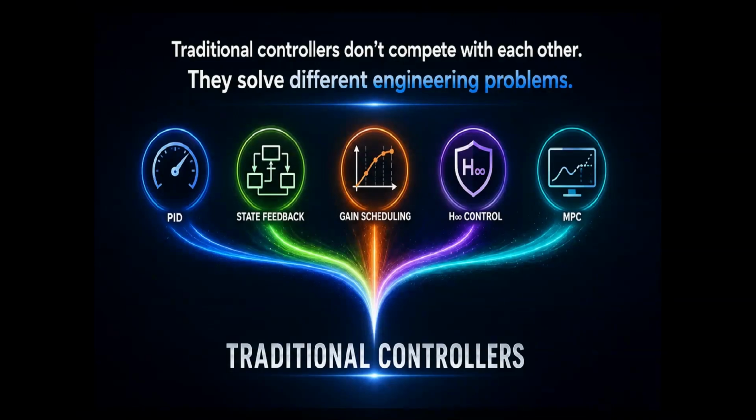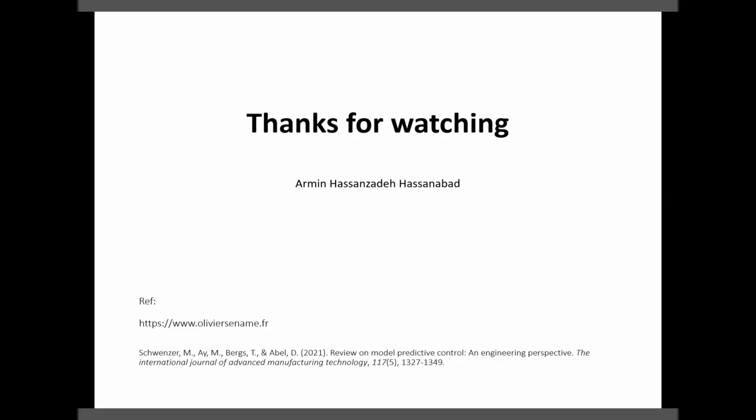There is no universal best controller. The right controller depends on the system, the available information, the computational resources, and the design objectives. Understanding these trade-offs is one of the most important skills in control engineering. So in the next videos, we will move beyond traditional control methods and explore how data-driven and artificial intelligence techniques are transforming modern control systems.